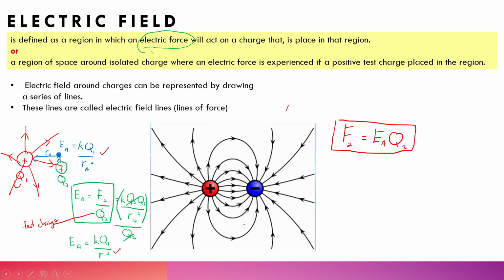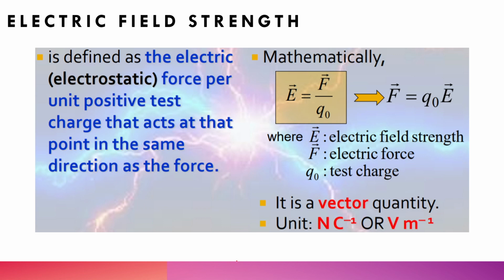Alright, good. So remember the unit. Make sure you use the SI unit. So we always use Newton per coulomb. And it's a vector quantity, which means that when you give your final answer, make sure you have the magnitude of the electric field strength and please mention the direction of the electric field. Alright, so now let's move to the first example.